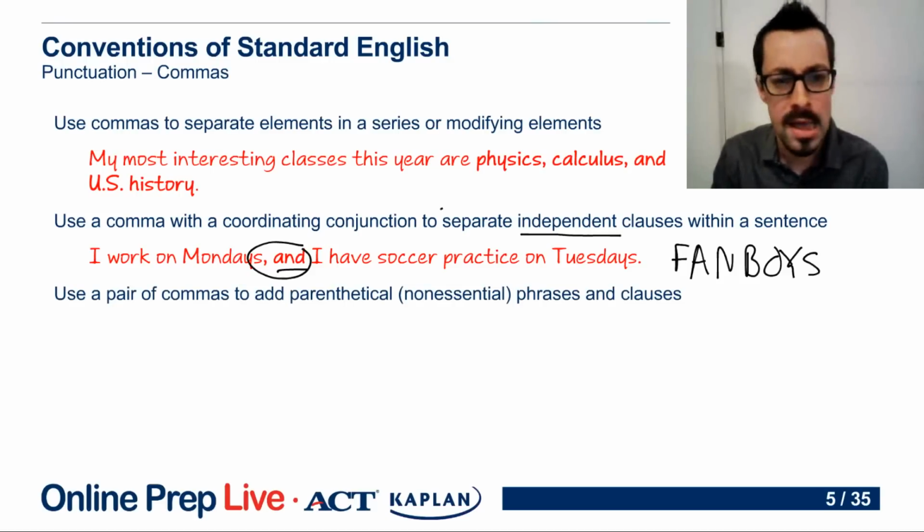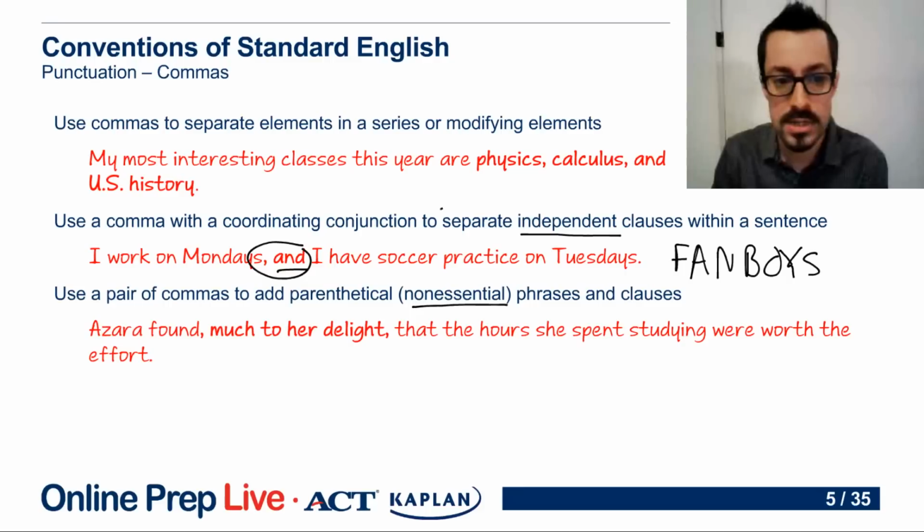Okay, a couple more. We use commas whenever we are putting in a parenthetical non-essential phrase or clause. Another word that you'll hear a lot is non-restrictive. Non-restrictive phrase or clause, you want to separate it with commas. How do we know if something is non-restrictive? There's another really easy rule that you can just memorize here.